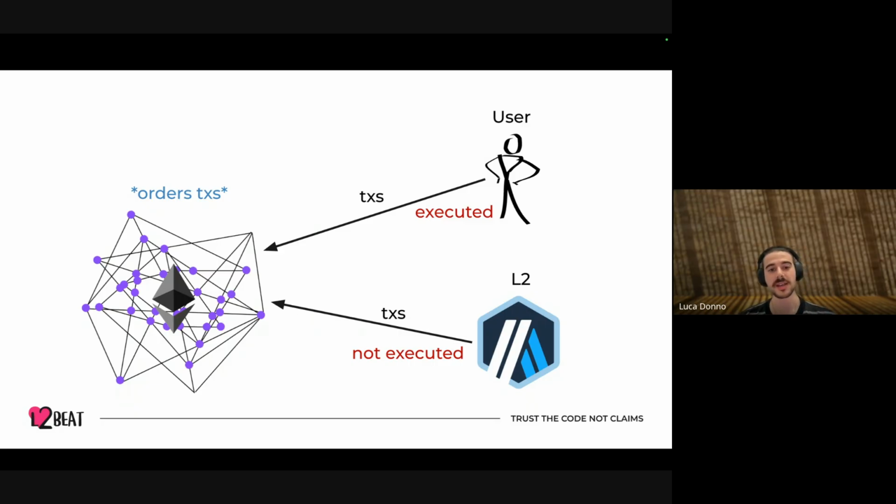And this is why the blockchains that do this are called L2s, compared to an L1. L1 is the base blockchain that has the big validator set and orders transactions. The L2 is another blockchain that sends transactions to the first one, but they are not executed.